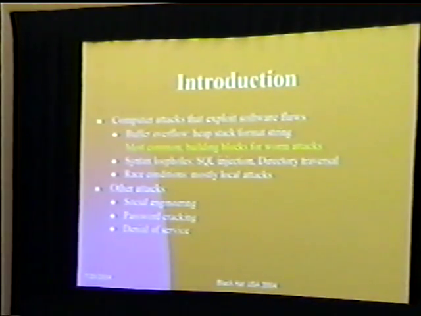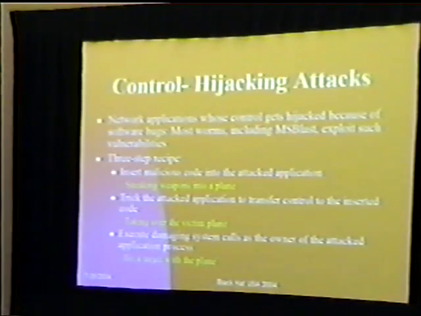And then there are other attacks that have nothing to do with software flaws, like social engineering, password cracking, denial of service, and so on. What I'm going to focus on today is what we call control-hijacking attacks, of which the buffer overflow attack is a classical example. In this type of attack, attackers try to hijack the control of network applications by modifying some control-sensitive data structures, such as return address, function pointer, or some import function table, like the global offset table, and so on. These attacks follow a very stylish three-step recipe.